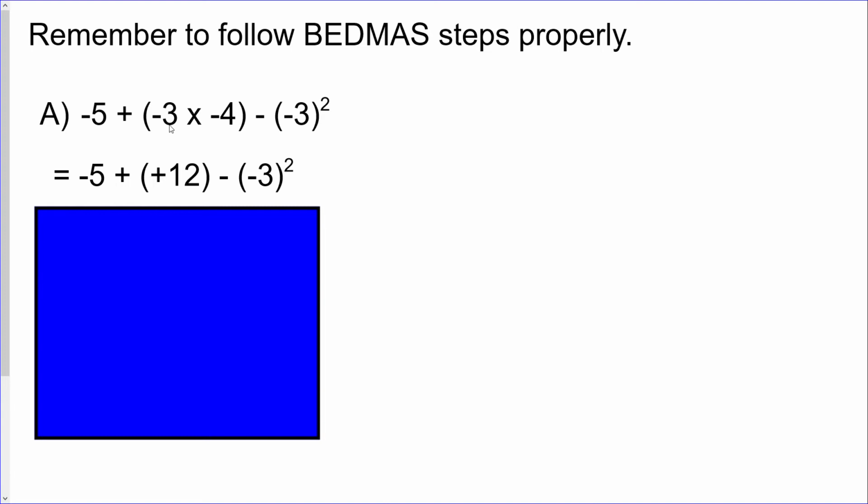First step, in the brackets, negative 3 times negative 4 equals positive 12. I guess I should have said before we started that it would be great if you paused the video and tried out this question before I answered it. Maybe you did, maybe you didn't. You could do it now. Either way, it's up to you.